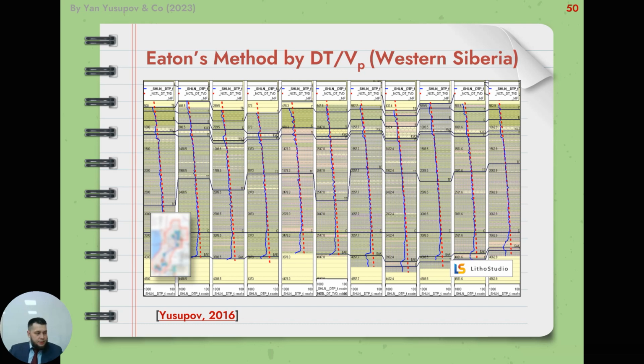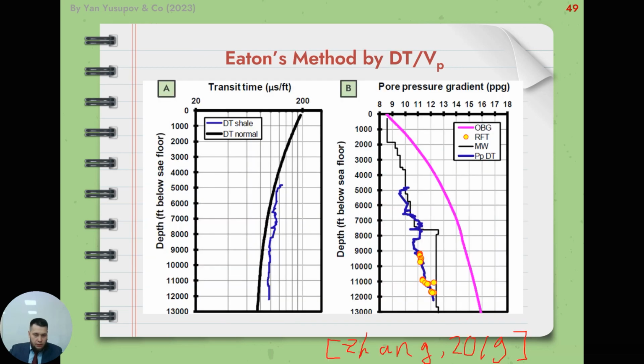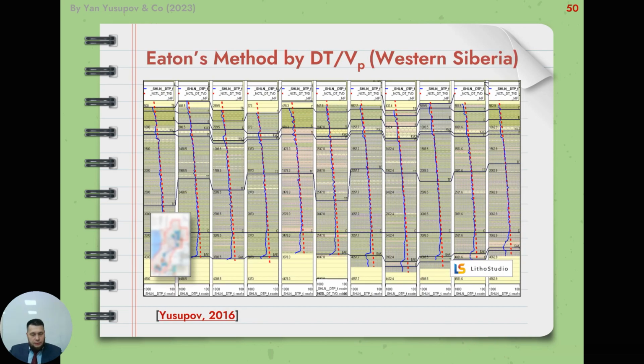This is a complex example of using Eaton's method by P wave slowness in Western Siberia. On this slide you can see the wells where we have P wave slowness for each well. After this we will calculate normal compaction trend line by this equation. The input P wave slowness is the blue line, and the normal compaction trend line is the dotted red line.